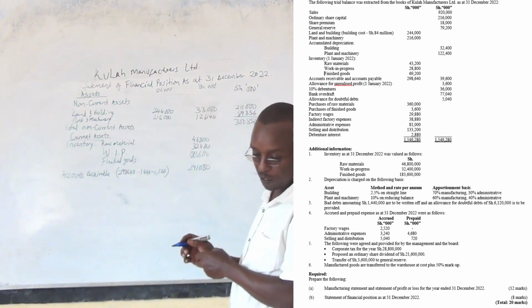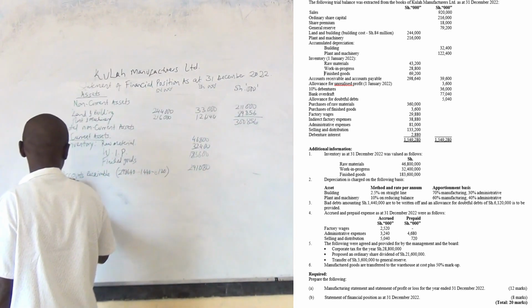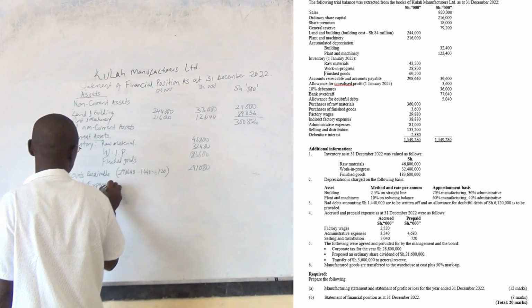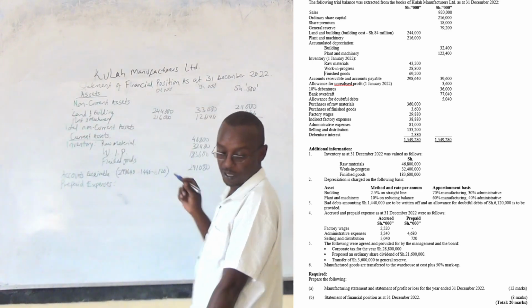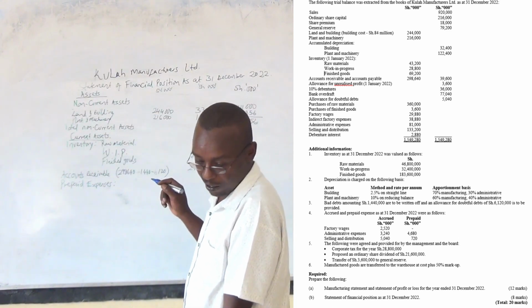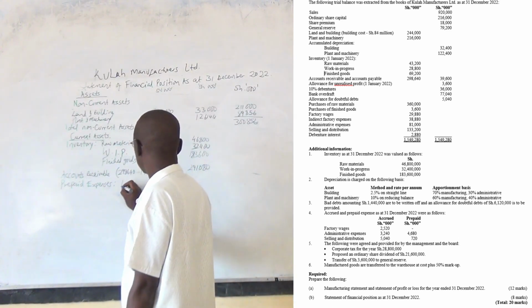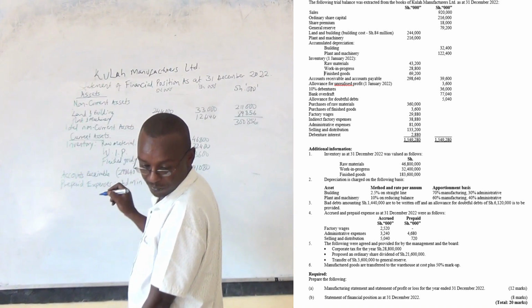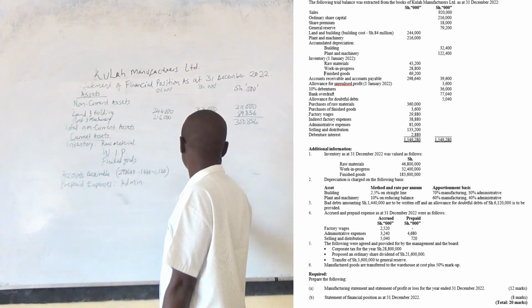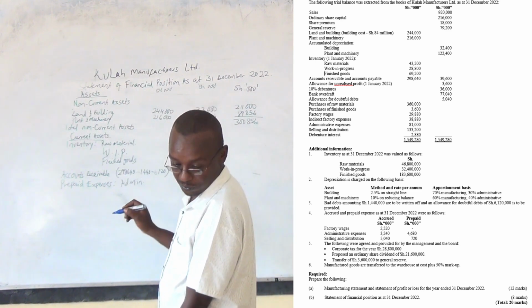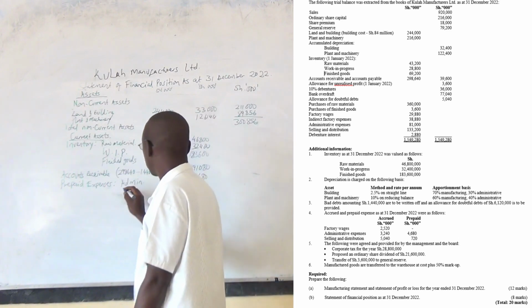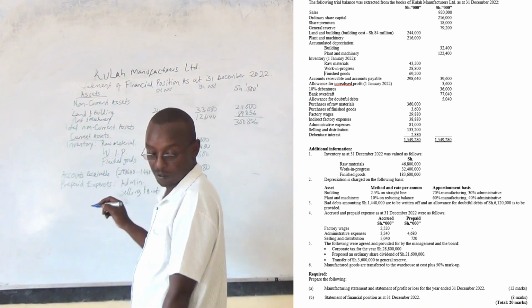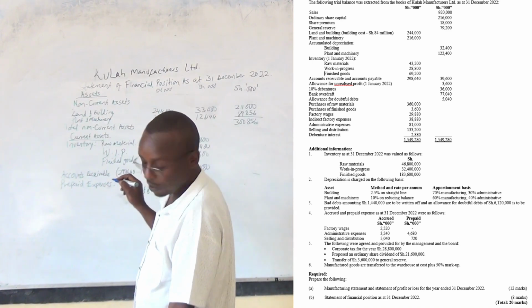Then we have prepaid expenses. We have some expenses which were prepaid, one of them being the administrative expense. Administrative expense, it is at 4680. And we have also what? The selling and distribution. The prepaid selling and distribution was 720.